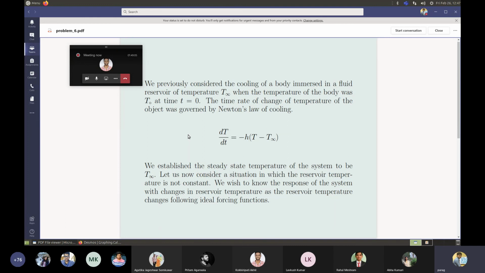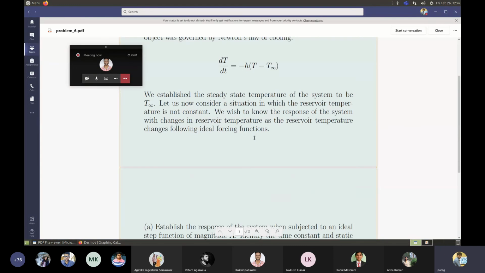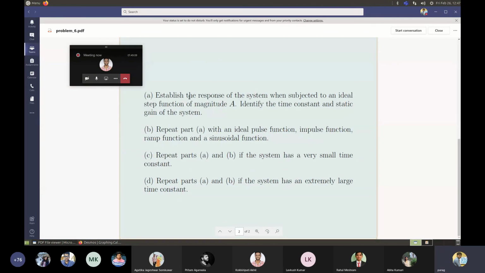And then what you have to do is, after this, establish the response of the system when subjected to an ideal step function of magnitude A. So you will have to determine the response for this particular specific Newton's law of cooling problem. Identify the time constant and static gain of the system. What is the time constant for this particular case, and what is the static gain for this system?